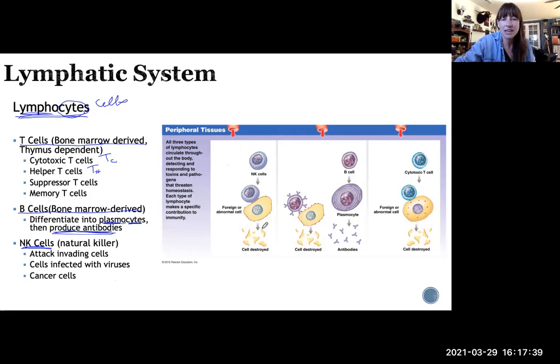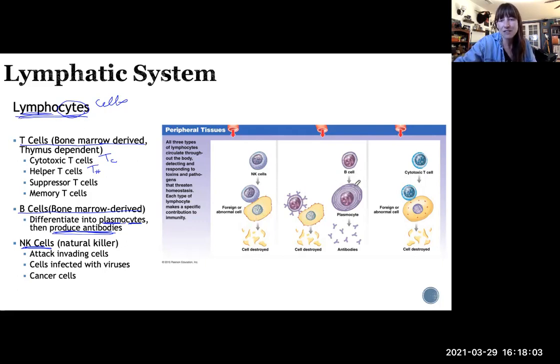So here you can see our 3 different types of lymphocytes. Your natural killer cells, which just attach to an infected cell or an invader cell and destroy it, basically trigger it to trigger apoptosis, which is programmed cell death. So they can trigger apoptosis in a cell.